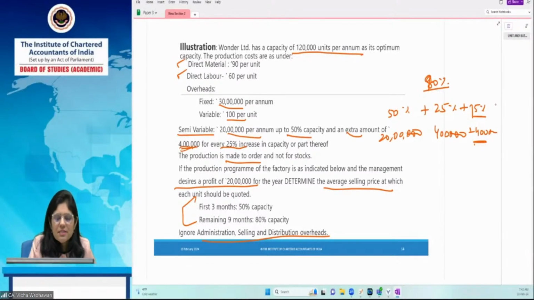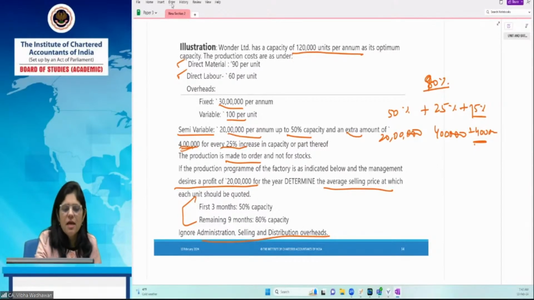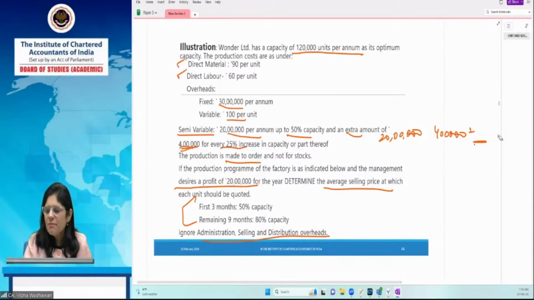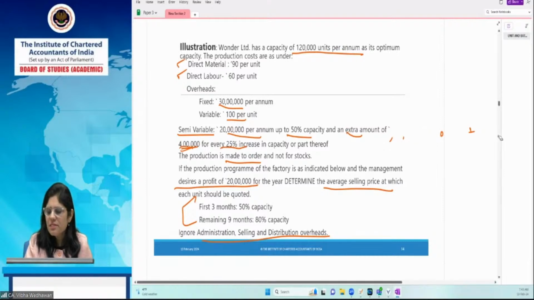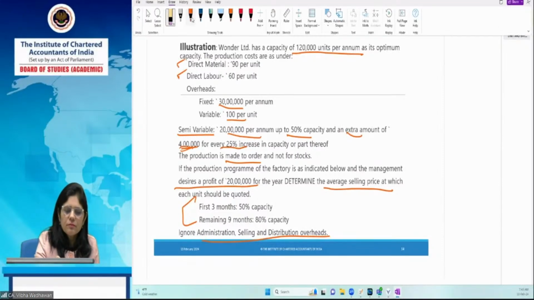First 3 months, the capacity is 50%. The remaining 9 months, the capacity is 80%. Clear? Can you tell me the capacity? Please tell me the capacity. For the first 3 months, the capacity is 50% and for the rest 9 months, the capacity is 80%. Clear? So we have to do it for 2 categories here.